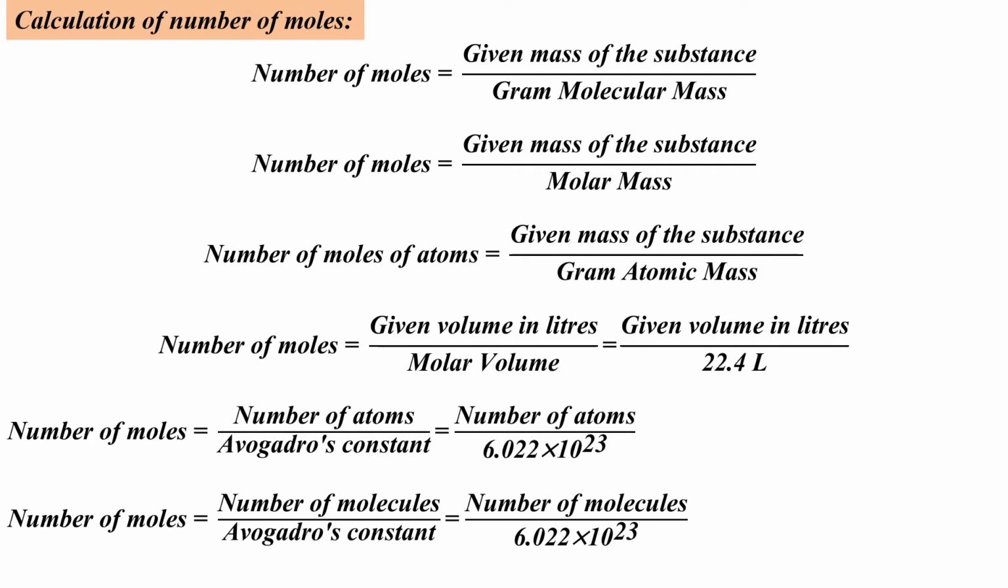Now, in certain cases, you may be asked to find out the number of moles when you are given the number of atoms or the number of molecules. In such cases, you may use any of these formulas. Number of moles equals number of atoms divided by Avogadro's constant, or number of molecules divided by Avogadro's constant, as the case may be.